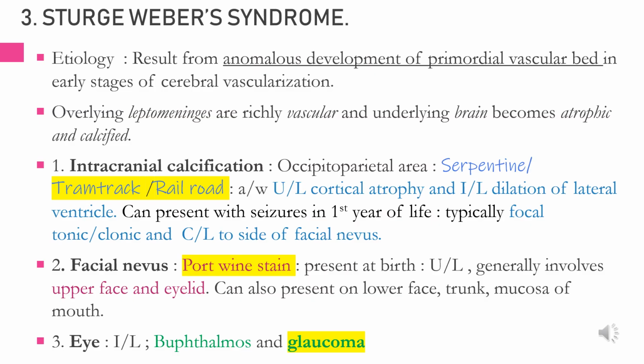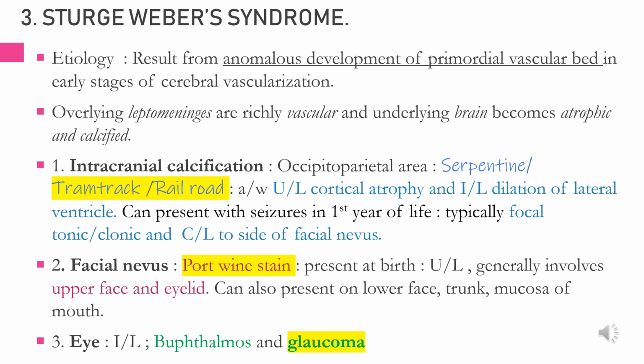So now the third syndrome, Sturge-Weber syndrome. Sturge-Weber syndrome results from anomalous development of the primordial vascular bed in early stages of cerebral vascularization. So the overlying leptomeninges are highly vascular and the underlying brain becomes atrophic and calcified. There are typical findings: intracranial calcification. Intracranial calcification is most often seen in the occipitoparietal area, and there is a specific pattern, that is serpentine or tram track or railroad calcification. This is associated with unilateral cortical atrophy because of the hampered blood supply, and there is ipsilateral dilation of the ventricle on that side.